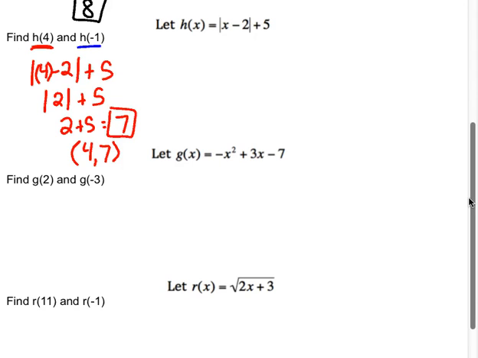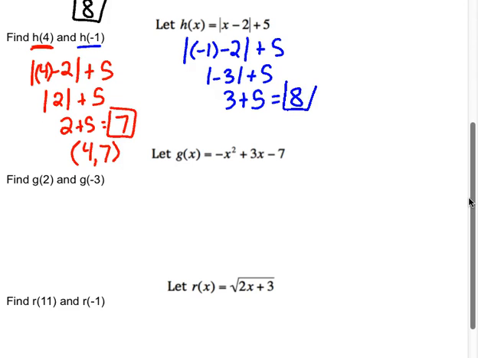And h of negative 1. So now let's plug in negative 1. Negative 1 minus 2 more is going to be negative 3. The absolute value of negative 3, with the absolute value of something, is going to make it positive. So here, I'm going to get 8. So again, what is this communicating to me? What is this telling me? Well, it's telling me that the point (-1, 8) would be on that graph. If I were to graph this thing, that would be one of the points. My input, my x, is negative 1, and the output is 8.